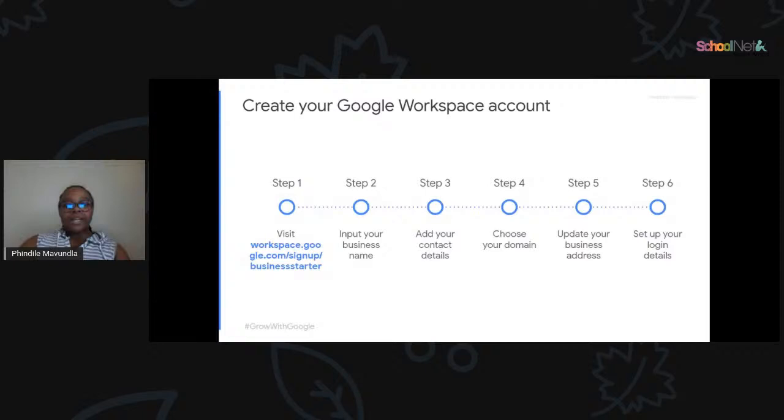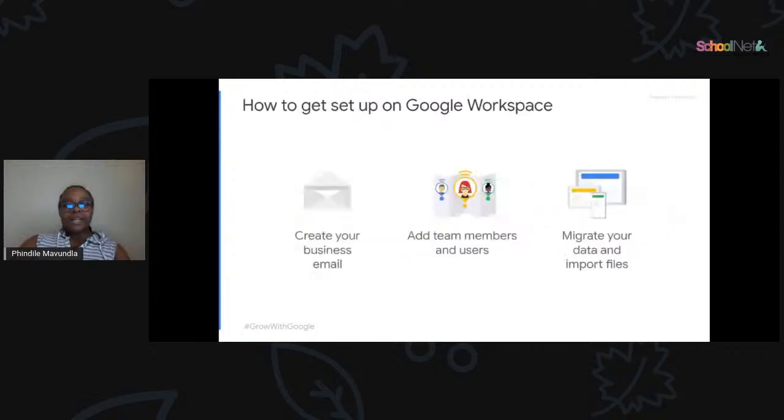You go to the URL provided there, you put in your business details, the name of your business, number of employees, the location of your business. You add your contact details, first name, last name, your email address, your contact number. You choose your domain. You can buy a domain or you can use the one suggested to you. Then you update your business address and choose the username and password, which will be you setting up your login details for your account. Okay, so once you have registered, now you need to get set up on Google Workspace.